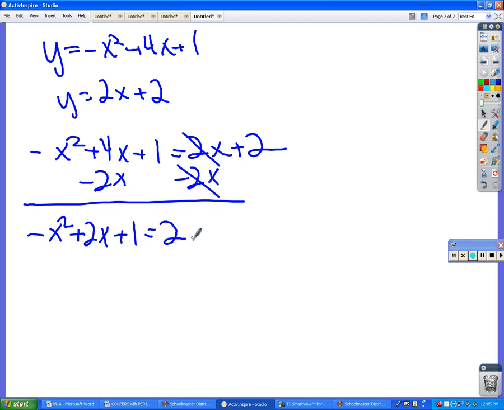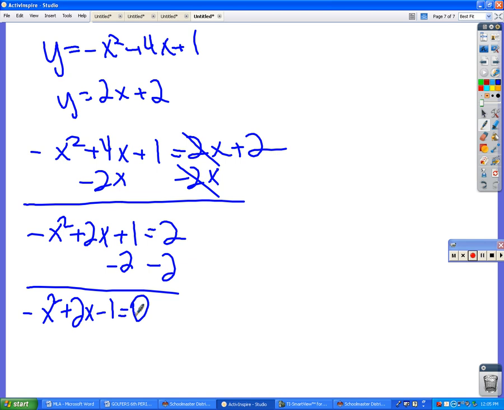Okay. Now what? Subtract 2 from both sides because I want it to be equal to 0. So that's going to give me negative x squared plus 2x. What's 1 minus 2? Minus 1 equals 0. Okay, now what's the problem there if I'm going to try and factor? Well, why not though? What's gross about this problem? Yeah, the negative in front of the x squared.